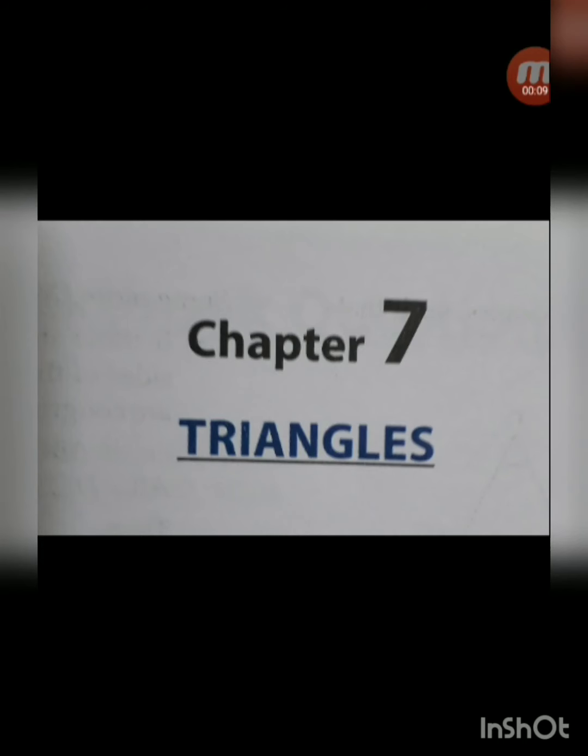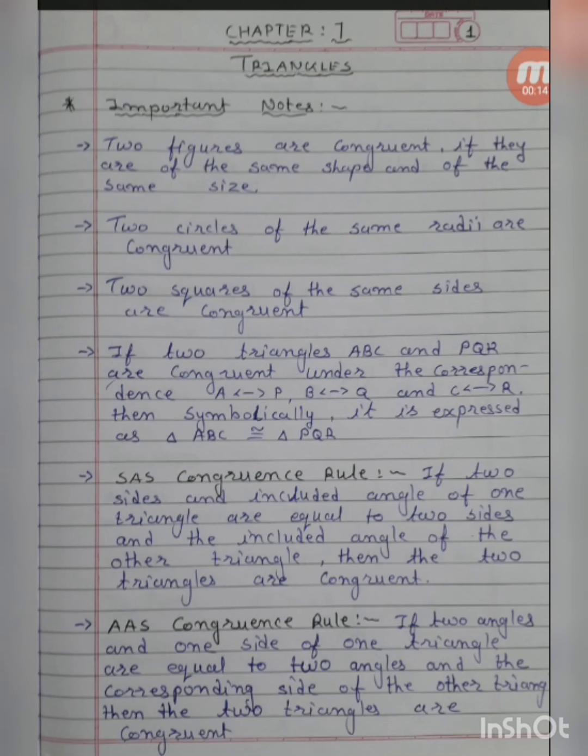Today we start chapter number 7, Triangles. In chapter number 7, Triangles, first of all, we discuss the important notes.